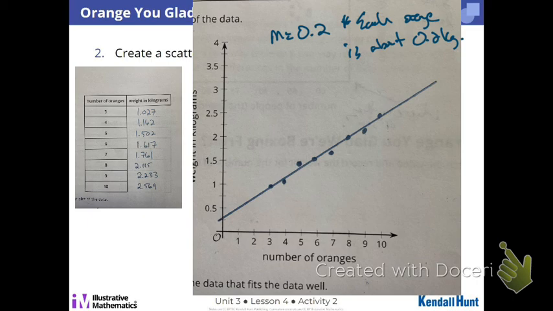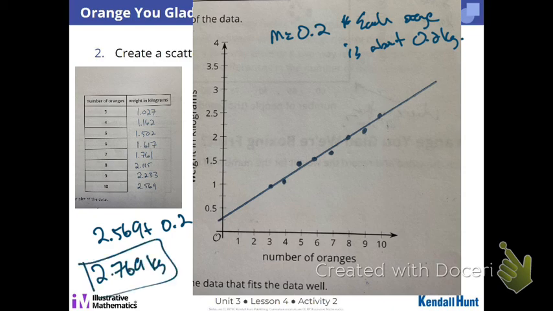Okay, next up. Estimate the weight of a box containing 11 oranges. So what I did is I went to 10 oranges, 2.569, and I added 0.2 to it. I knew how much 10 oranges weighed. One more orange to that would be 2.769 kilograms. So that's for number 2. I just put 2.7-ish. I got 2. Okay. I got 3.